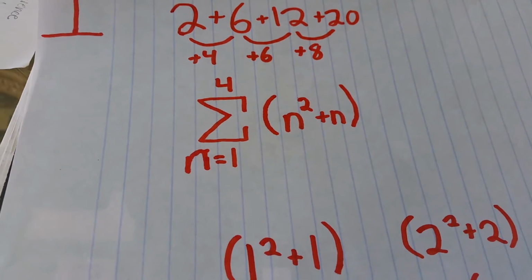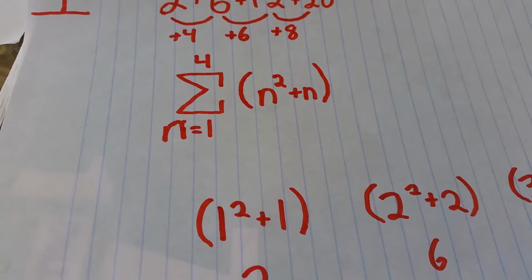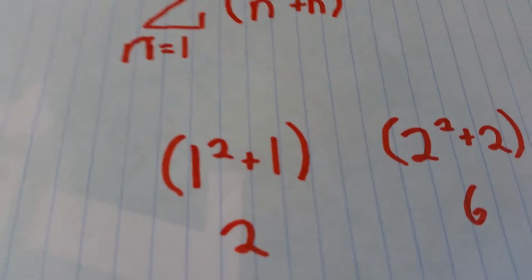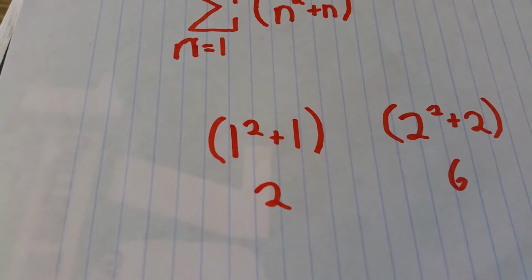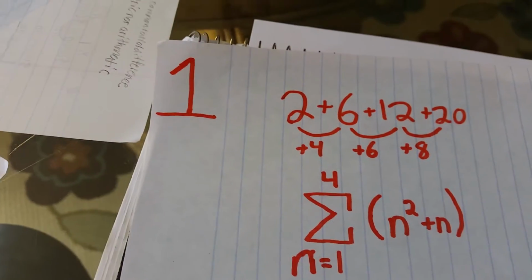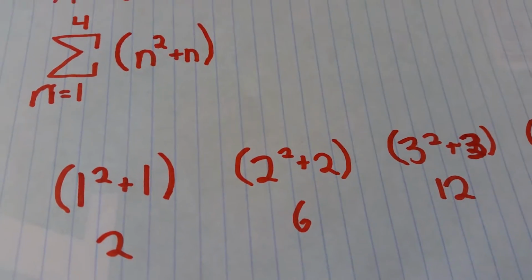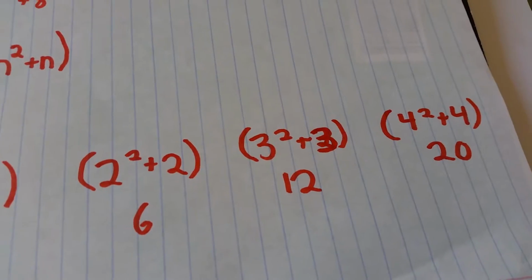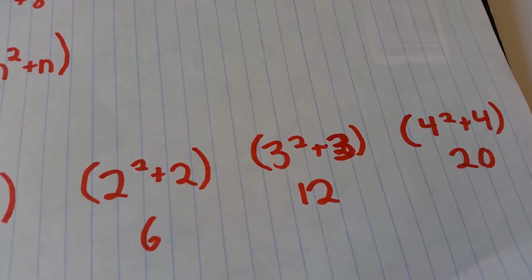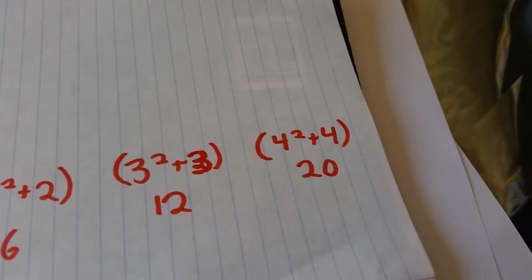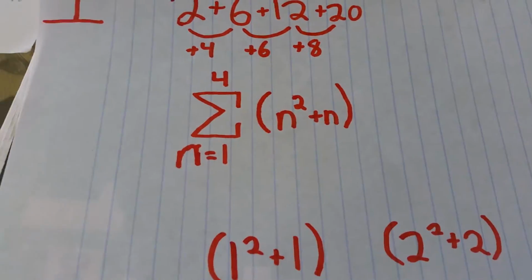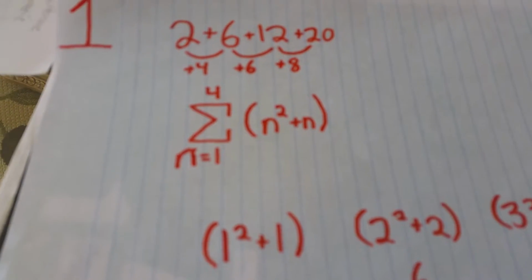The summation notation formula is n squared plus n. So n equals 1 originally, and when you plug that in, 1 squared plus 1 gets you 2, which is the first number. 2 squared plus 2 equals 6, which gets you the second number. 3 squared plus 3 equals 12, which gives you the third number, and 4 squared plus 4 equals 20, which gives you the fourth number. So that formula would be correct in the summation notation.